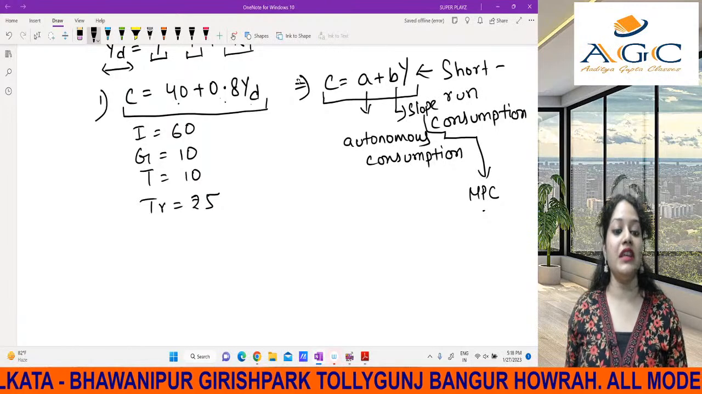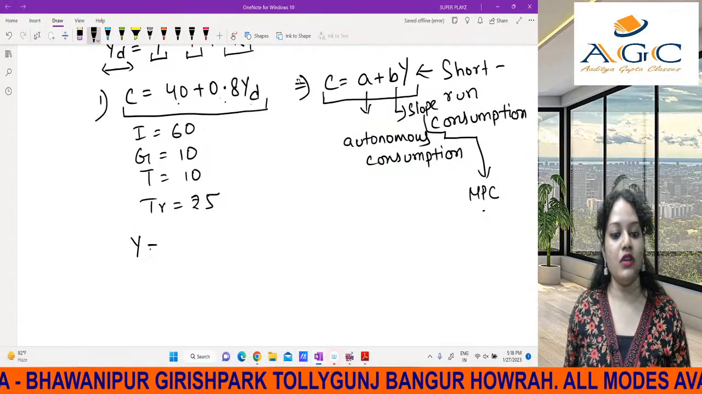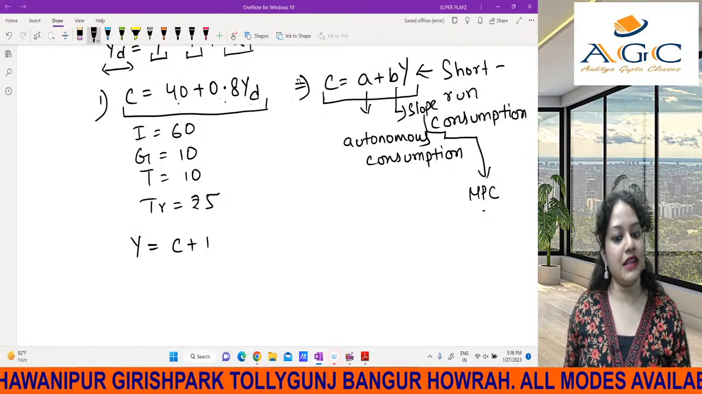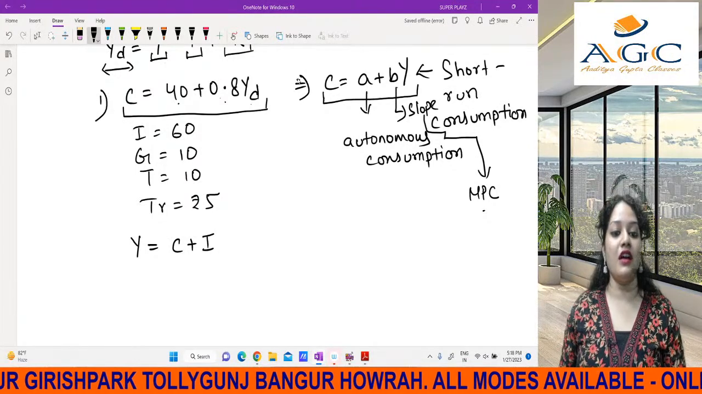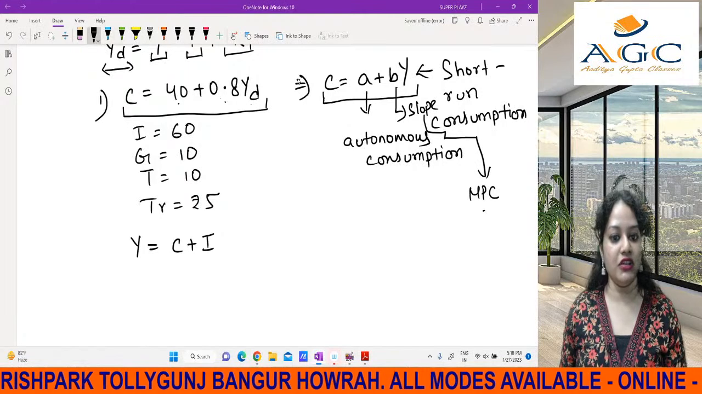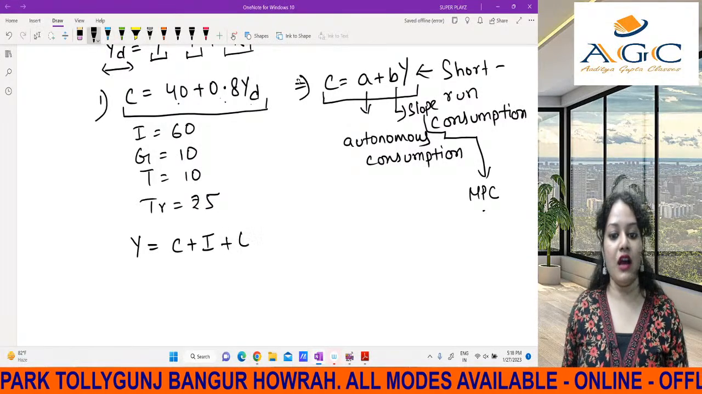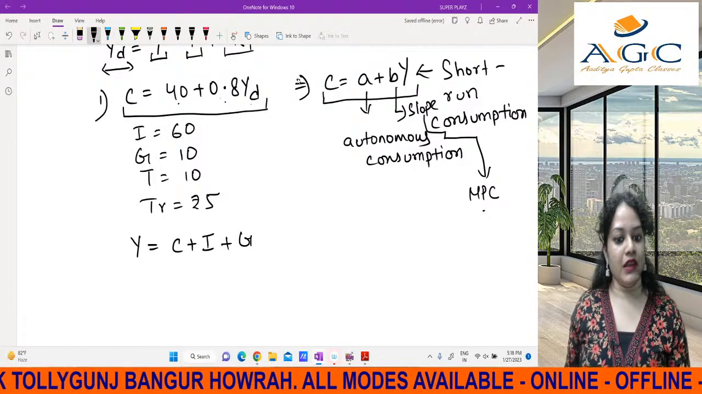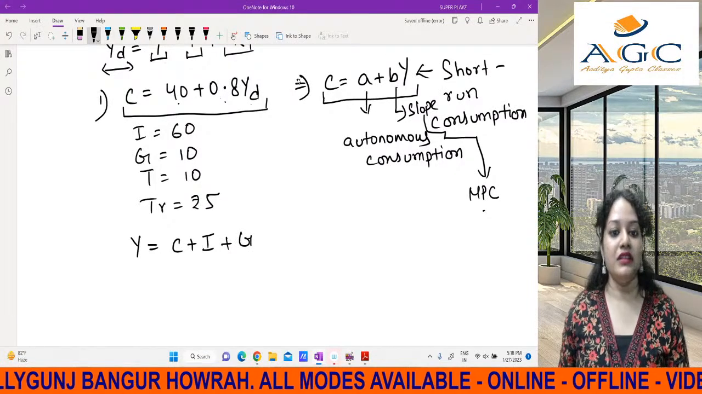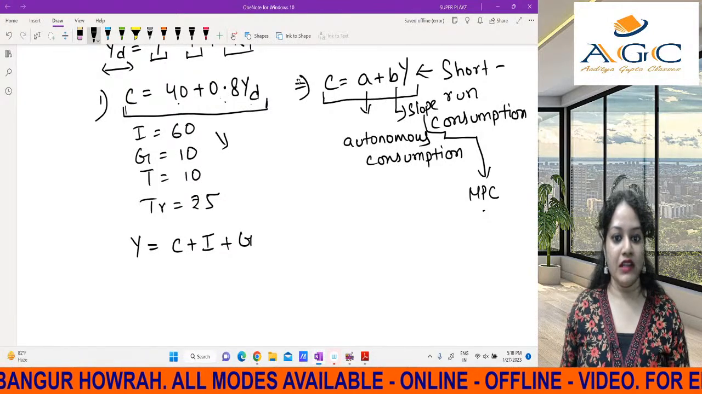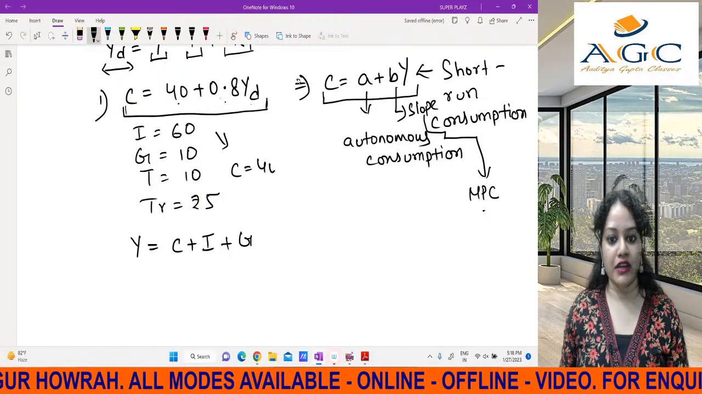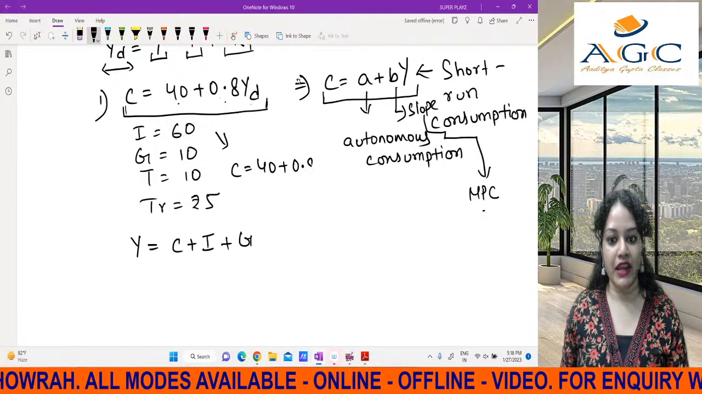Now see, what is the equilibrium condition that we know? Y is equal to C plus I. This is basically the equilibrium condition. But the government has been specifically mentioned here, so we will be taking our government as well, right? Now this formula will have certain additions to it. C is equal to 40 plus 0.8.